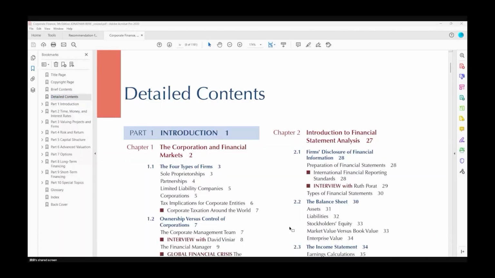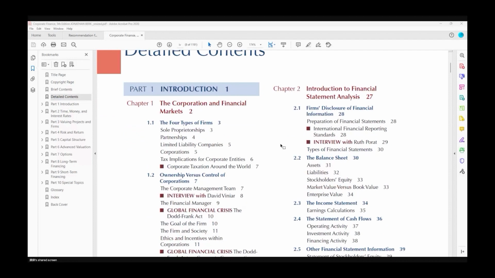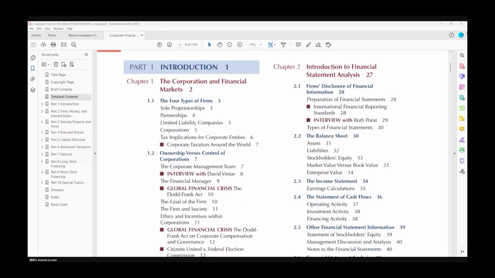Okay, so we'll have a review of what we have learned in this semester. We go through chapter by chapter, so you will have a brief picture of what we have done in this semester. Well, in our course, we start with the very first chapter, the introduction.